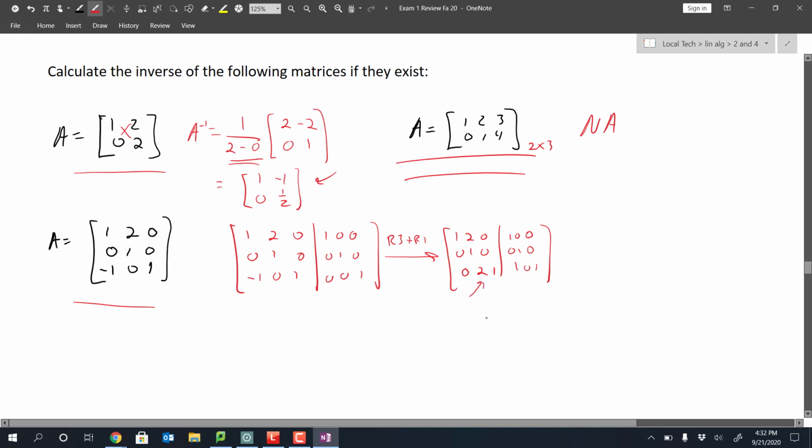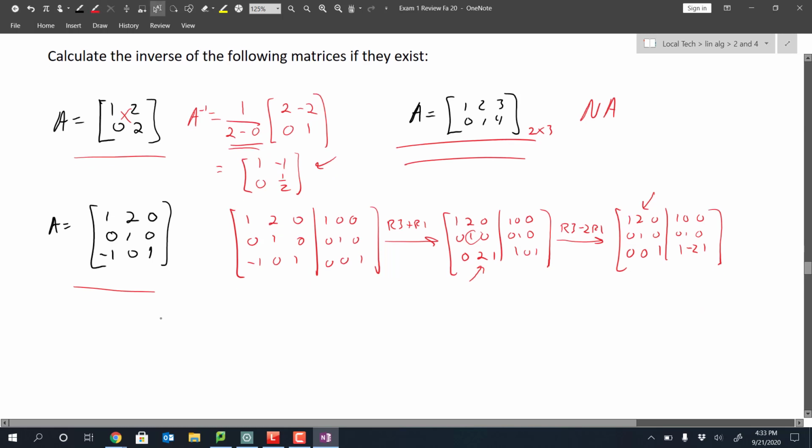Now I need to get a 0 in this position, so my next row operation would be row 3 minus 2 times row 1. I'm going to use my second pivot to get a 0 below it. Row 1 stays the same, row 2 stays the same, row 3 becomes 0, 0, 1, 1, and 0 minus 2 times 1 is -2, and then 1. I'm almost done. Now I just have to get a 0 in this position.